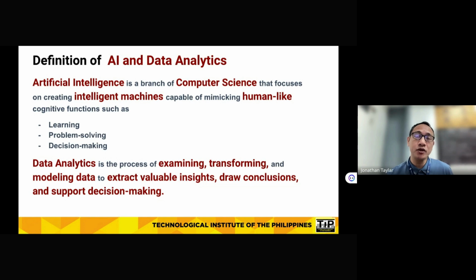In terms of problem solving, AI is capable of solving complex problems by analyzing information, reasoning through possible solutions, and making decisions based on available data. This problem solving ability is often achieved through many techniques, for example, search algorithms, optimization methods, and logical reasoning systems.